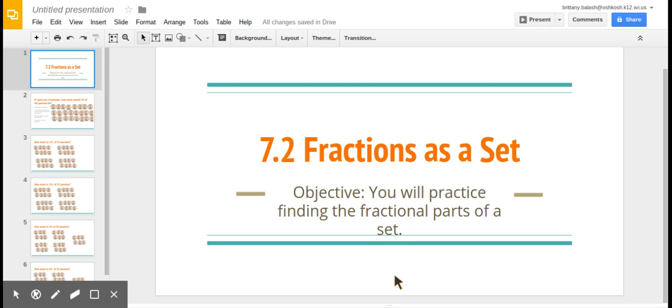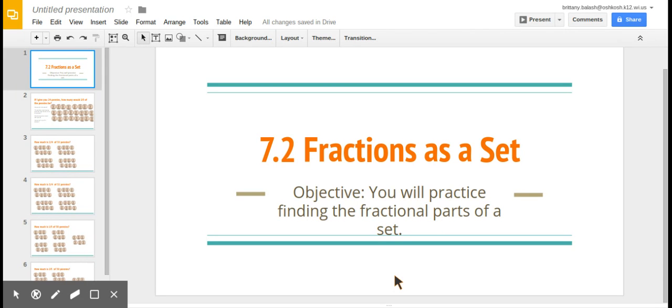Alright guys, today's video is called Fractions as a Set. The objective for today is you are going to practice finding fractional parts of a set. So in this lesson, we're mainly going to be focusing on using pennies, but this can be with any sort of object. And we're going to talk about how to divide them up, how to add the sets together.